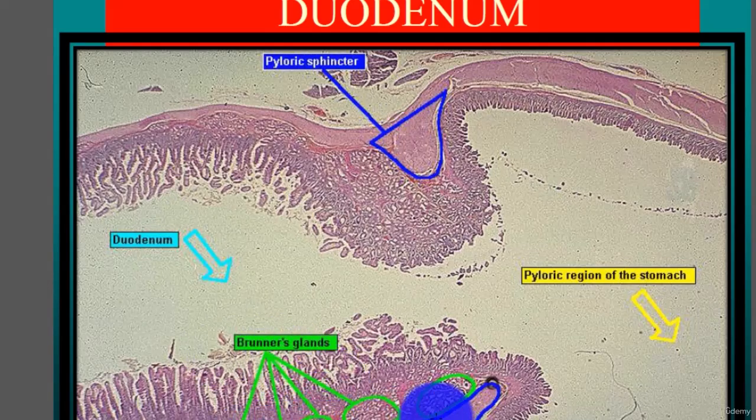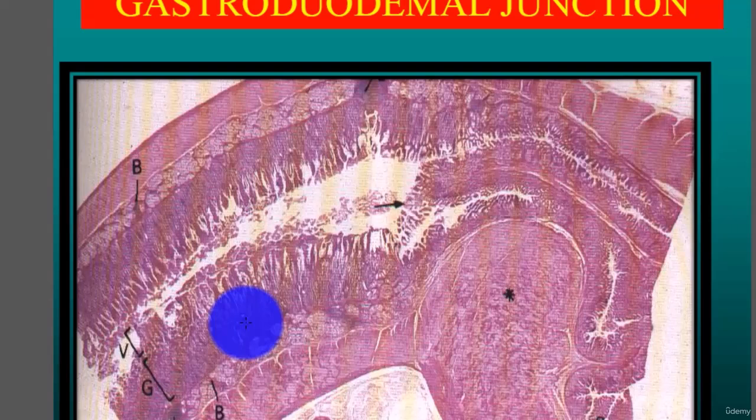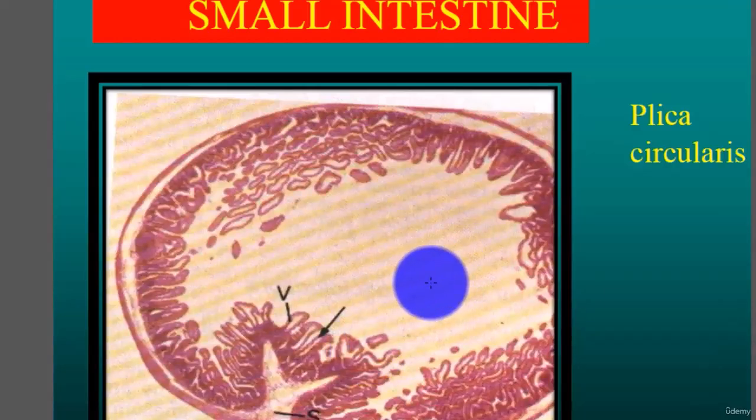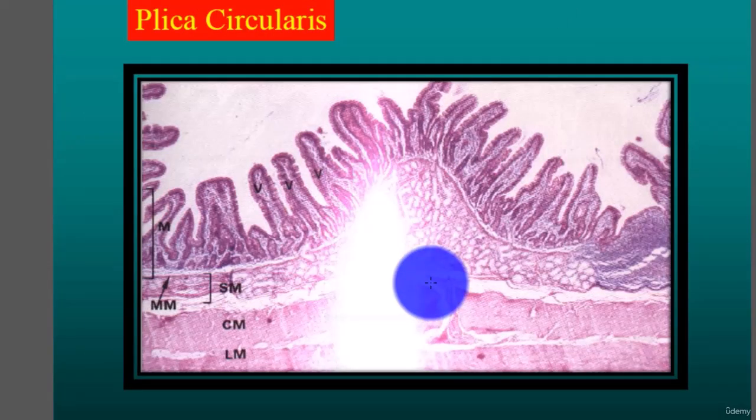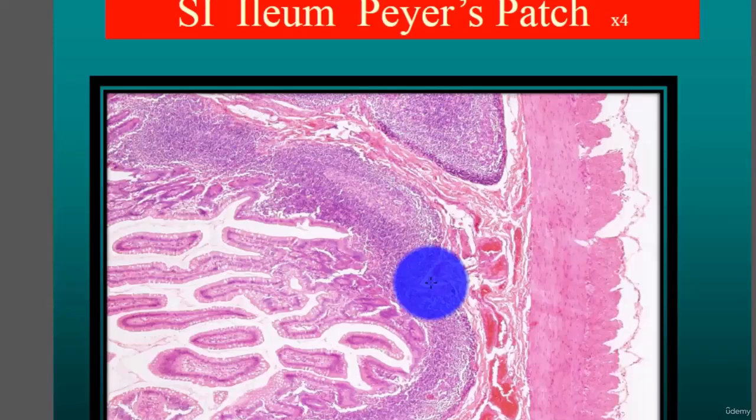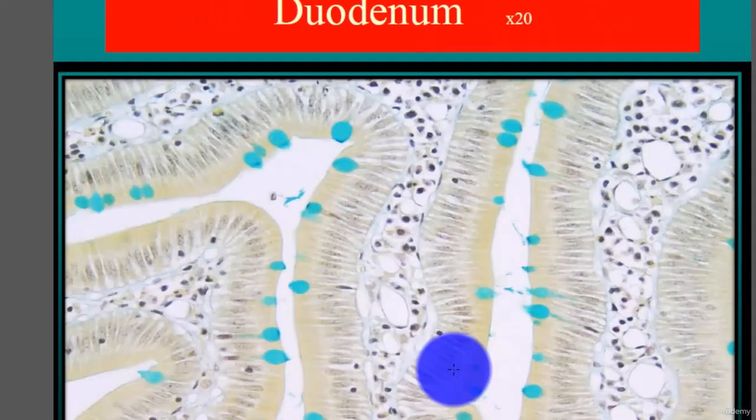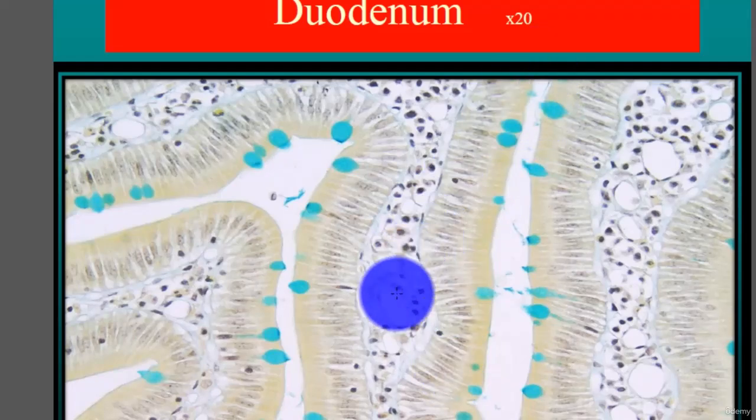Duodenal glands. Pyloric region of the stomach, or the pyloric sphincter, duodenum, gastroduodenal junction. Plicae circulares. Ileum, Peyer's patches. Duodenum, X20.